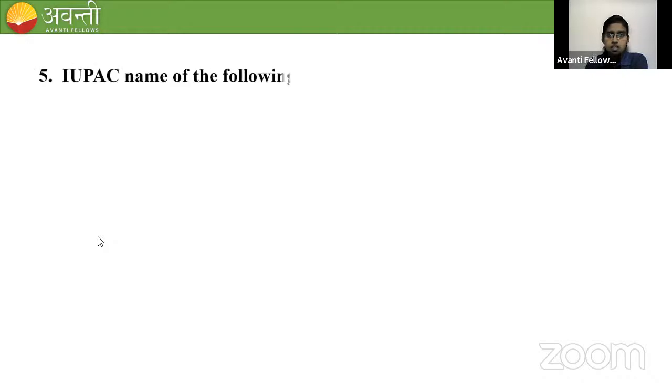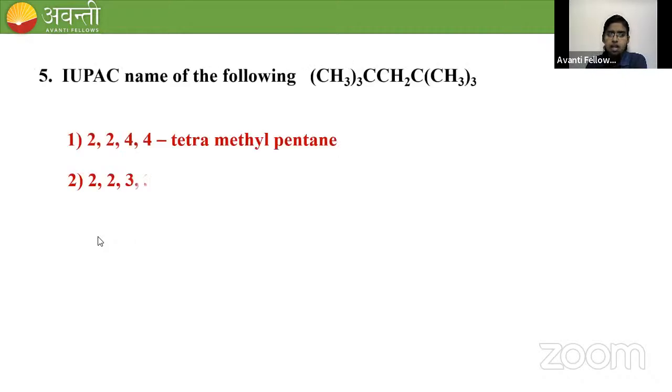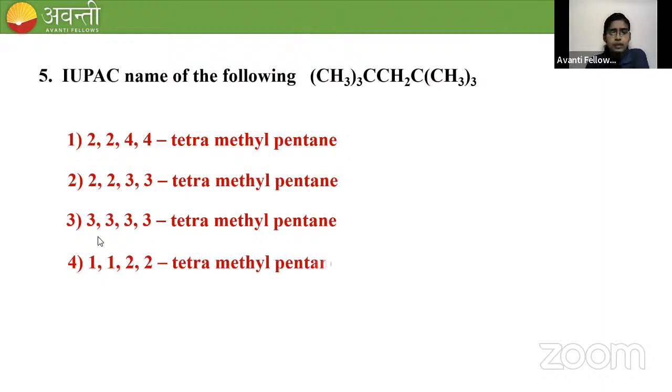Question number 5 is on the screen. The IUPAC name of the following. So can you guys try for it? It's very easy, right? Can you find the IUPAC name of the given hydrocarbon? It is an alkane, right? So just try for it.